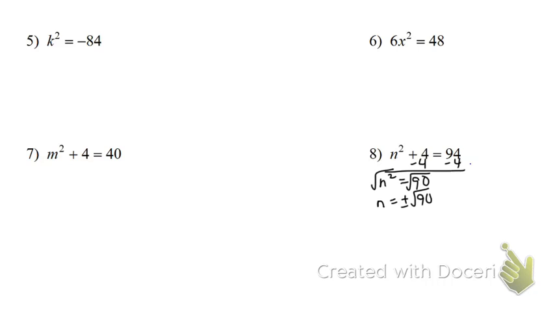90 can be broken down, so change it to 9 times 10. Okay. And then you can do the square root of 9, so it'll come out of the radical. The square root of 9 is 3. So my final answer is plus or minus 3 root 10. Which, as you know, you can write the answer is positive 3 root 10 and negative 3 root 10.